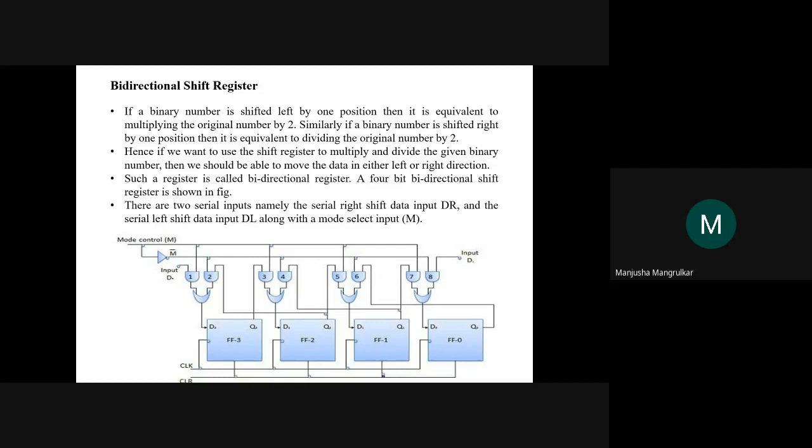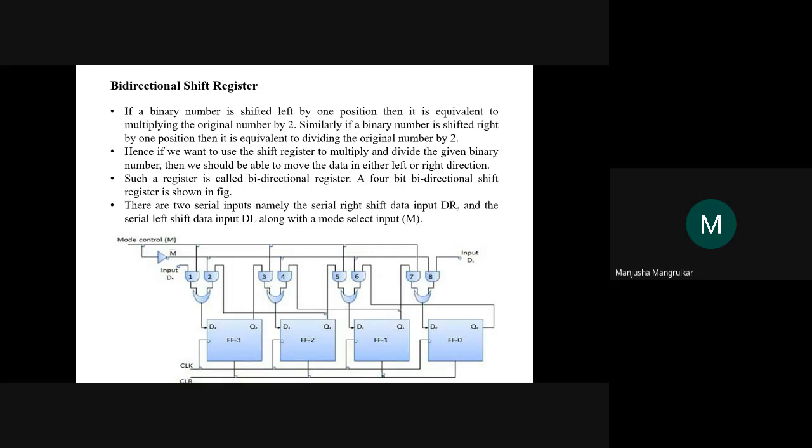Equivalent to multiplying the original number by 2, right? Similarly, if the binary number is shifted right by one position, then it is equivalent to dividing the original number by 2. If it is left shifting, it is multiplying by 2. If it is right shifting, it is dividing by 2. Hence, we want to use the shift register to multiply and divide the given binary number.